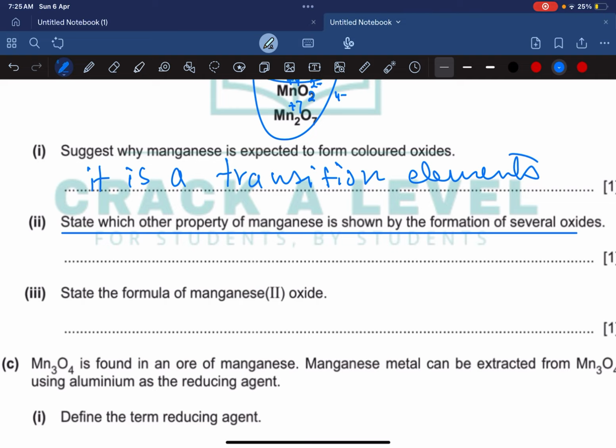State which is the property of manganese shown. It's going to be variable oxidation numbers, or you can say variable oxidation states instead of numbers.